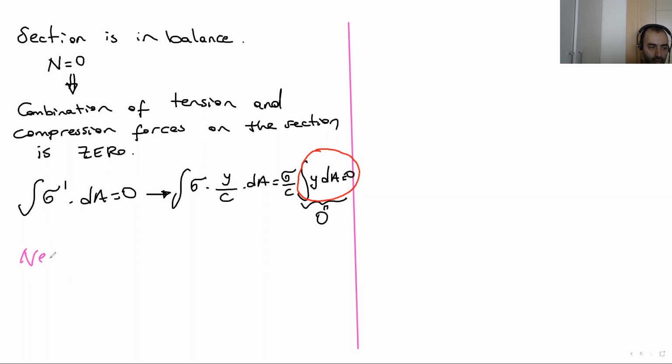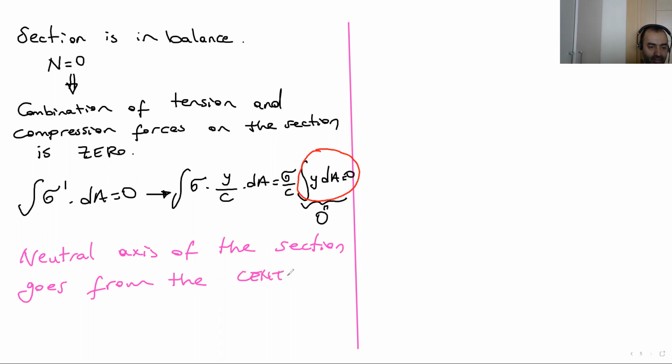So the neutral axis of the section goes through the centroid. When you have a section, you are not going to think about where the neutral axis is. It's on the centroid of the section. Don't forget this one. This is the reason why I'm explaining this part.